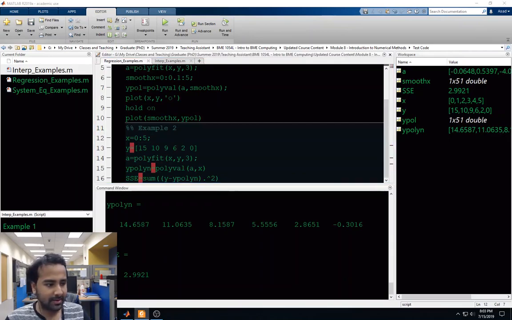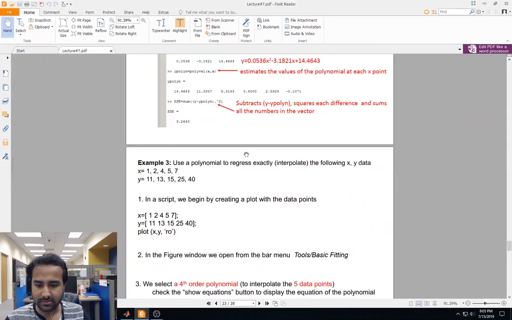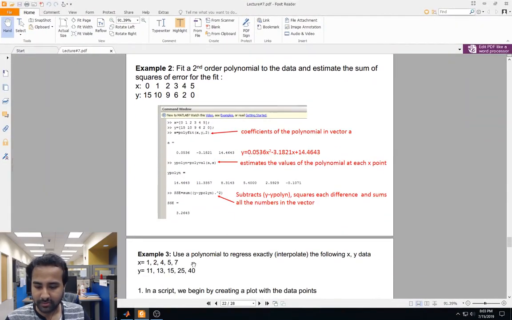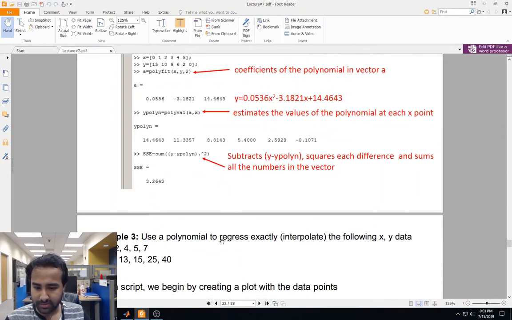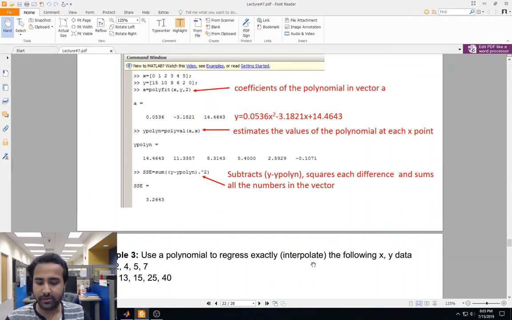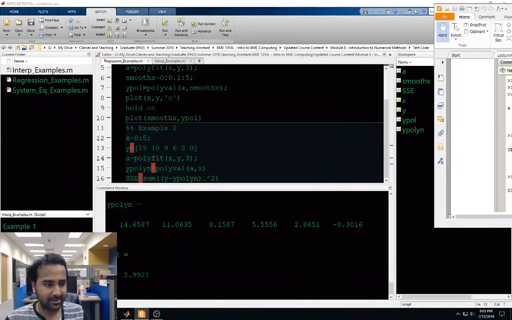So that's example 2. Alright, so now we're going to do example 3. So use a polynomial to regress exactly. Oh, so they want us to interpolate the following xy data points. Alright, so you don't want to do regression, you want to do interpolation now. Alright, so let's try this out.